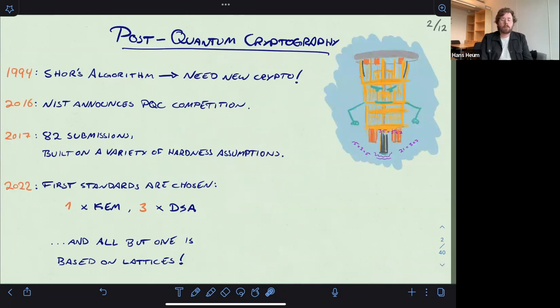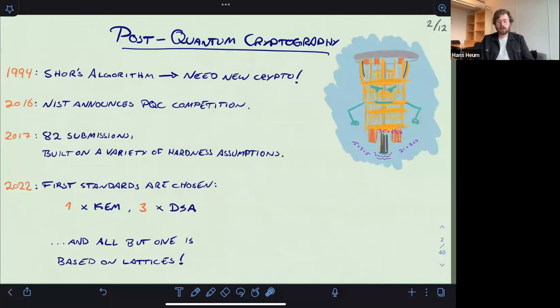Most of you probably know this already. In 1994, Shor came up with his famous algorithm, which can factor large numbers, as the quantum computer I've drawn on the right here is happily doing. And it can also break most other kinds of public key cryptography that are being used today. So that means we need new crypto.